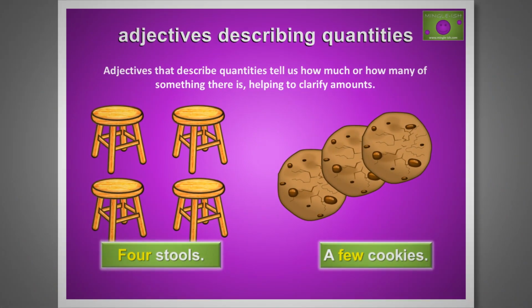Adjectives that describe quantities tell us how much or how many of something there is, helping to clarify amounts. Four stools. A few cookies.